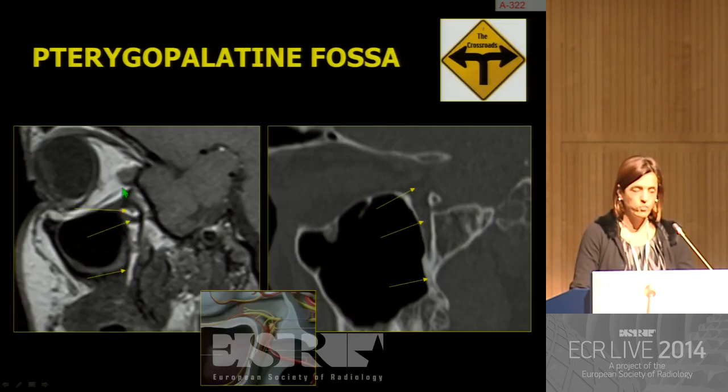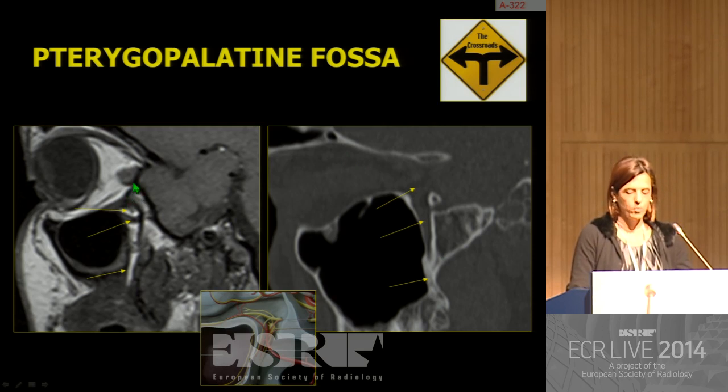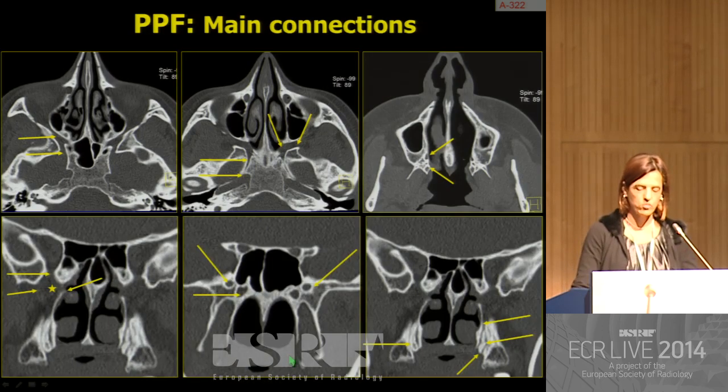The pterygopalatine fossa, as I told you before, can be very well appreciated on sagittal MR images. It has this shape of an inverted pyramid going from the inferior orbital fissure to the palatine canals in the posterior aspect of the oral cavity. And as I told you before, it contains the sphenopalatine ganglion, V2, and the branches of the internal maxillary artery.